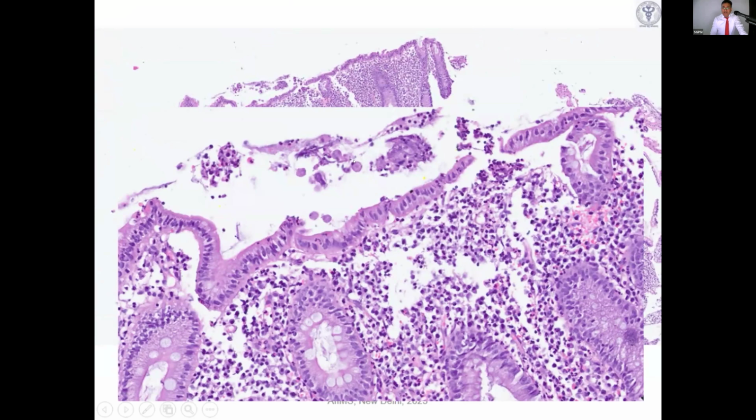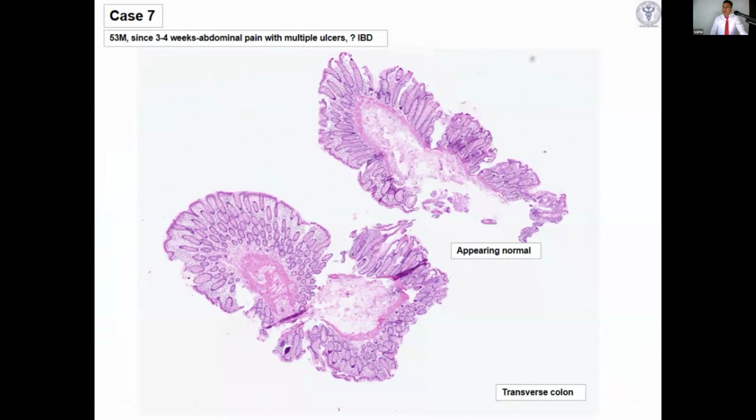What we can see, these are the amoebic trophozoites. So this is just to give you an example how the features can be mimicking, okay? So this is the amoebiasis, which is presenting with acute chronic active colitis like change. This is another case, 53 male. So since 3 to 4 weeks, there is abdominal pain presented with multiple ulcers, and we were asked query IBD.